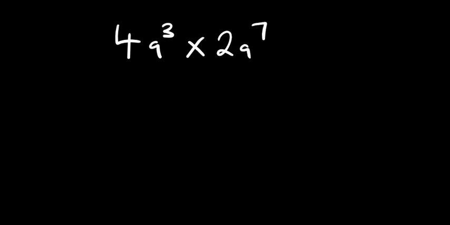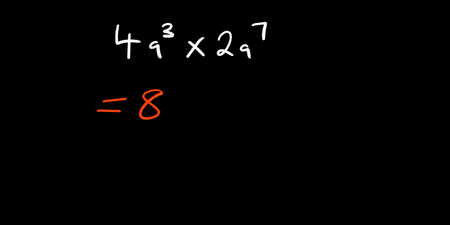Let's solve another one. Let's say you are given 4a to the power 3 times 2a to the power 7. Okay, so this one is a bit different. First, what you are going to do is multiply the numbers. The numbers are not the same, right? But the a and a, they are the same. You can do the indices the way we did it. So 4 multiplied by 2 will give us an 8.